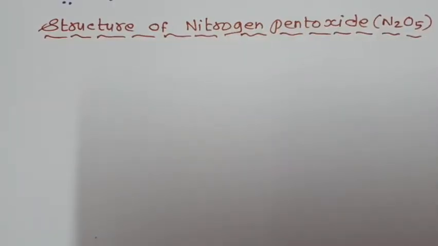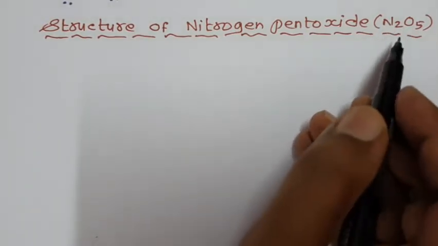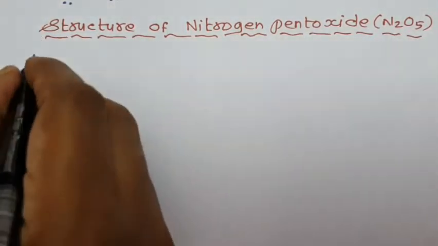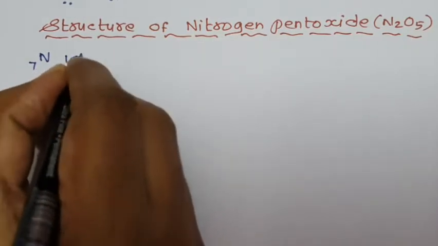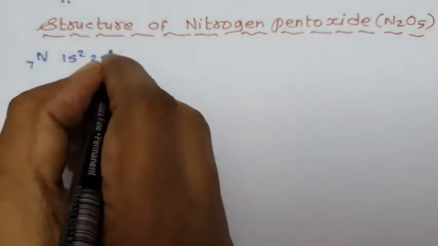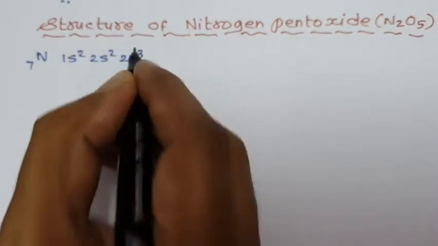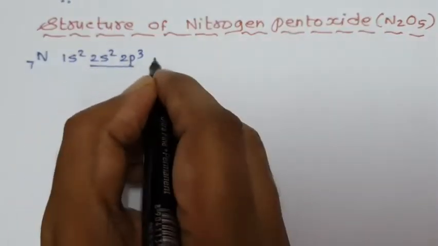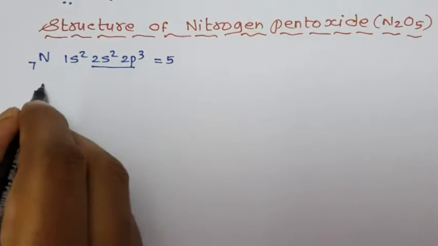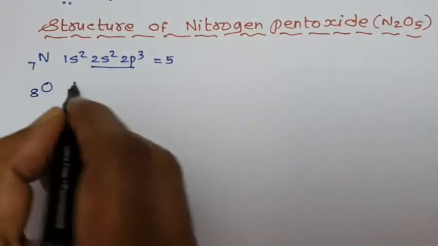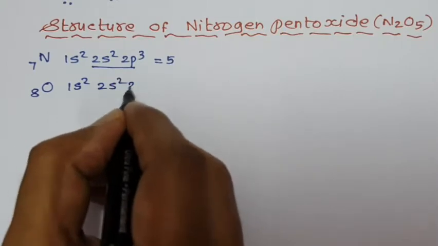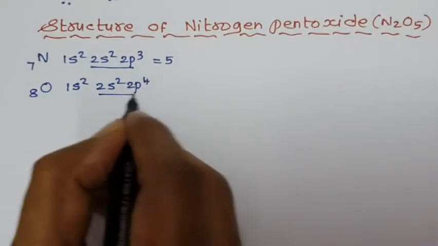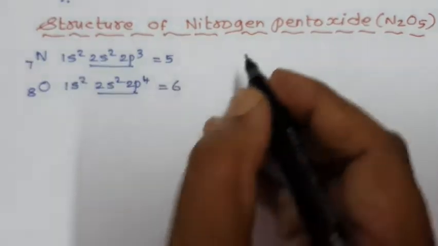Structure of nitrogen pentoxide N2O5, also called dinitrogen pentoxide. Nitrogen, atomic number 7, electronic configuration 1s2, 2s2, 2p3. The valence shell contains 5 electrons. Oxygen, atomic number 8, electronic configuration 1s2, 2s2, 2p4. The valence shell contains 6 electrons.